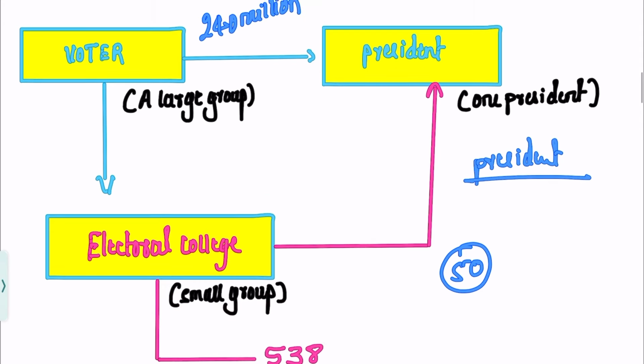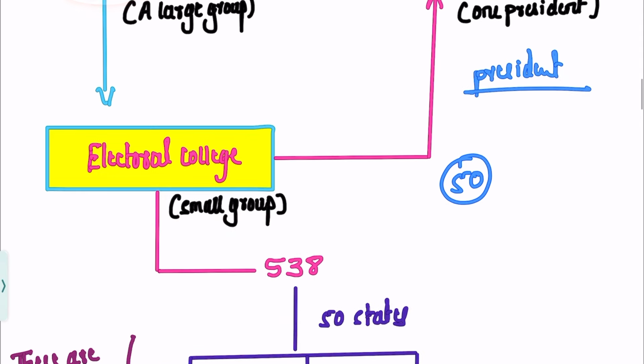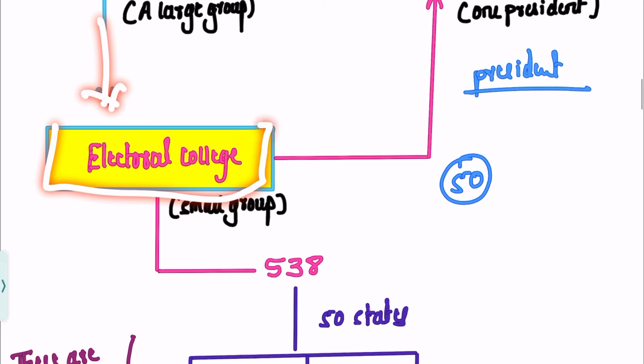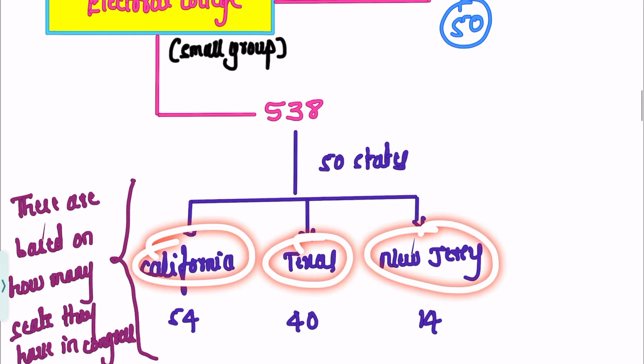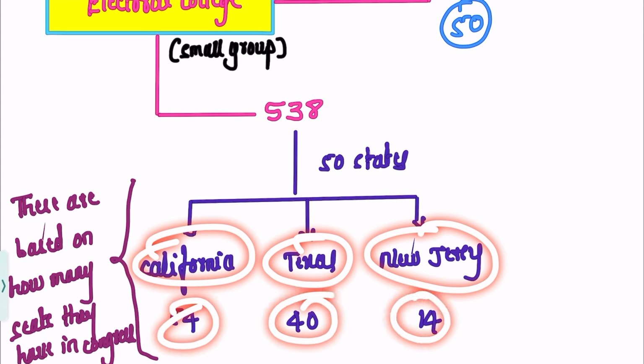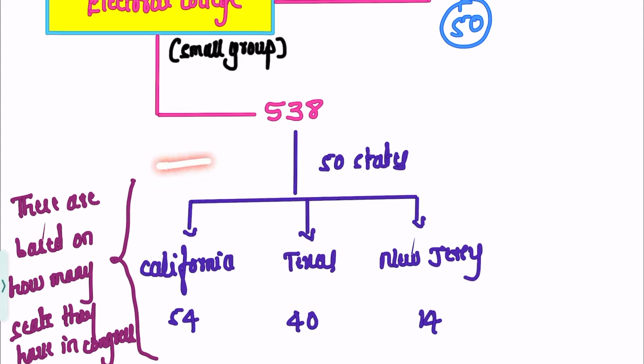So these voters elect electors from their respective state. For example, California voters don't go and vote to elect their president, that is Donald Trump or Kamala Harris. What they do is California voters go and elect their electors, which is 54, for example. Now, one question that arises is how and why California has been given 54 electors, Texas has been given 40 electors, and New Jersey 14.